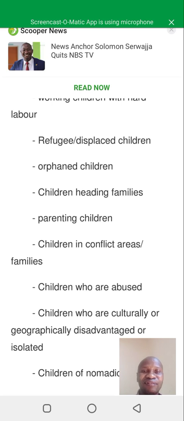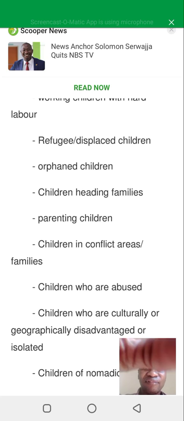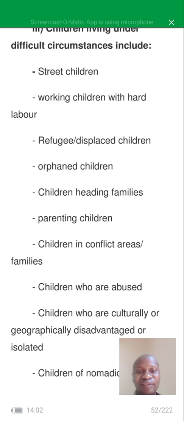Then also we have parenting children. Those parenting children are children, those are parent children. You find that especially during this lockdown, so many schoolgirls were impregnated by those greedy men. So this type of children became mothers when they are very young. You find a 13 or 14-year-old child who is pregnant, then is having a child. These are what they call the parenting children.